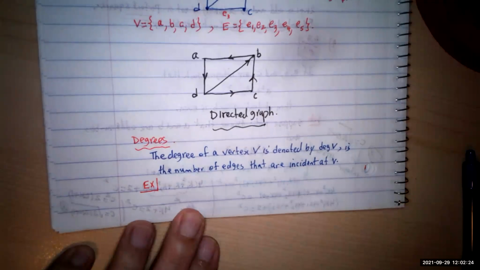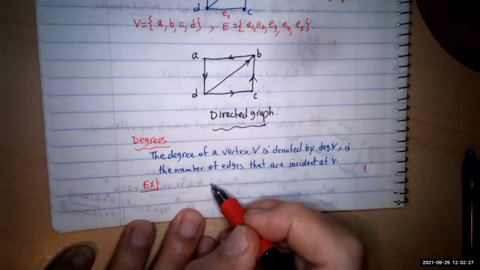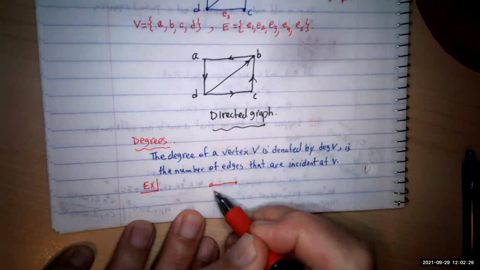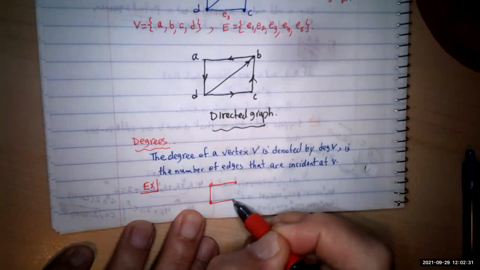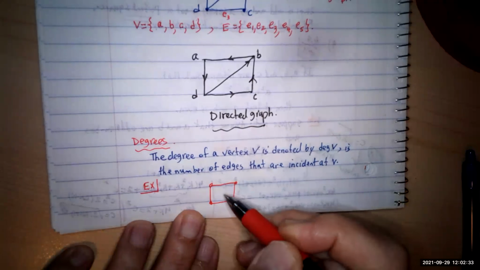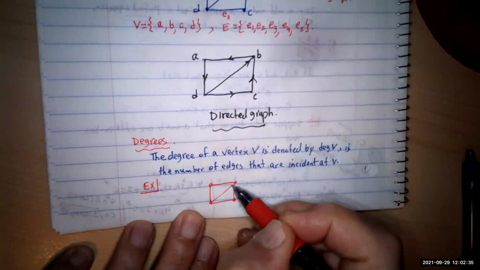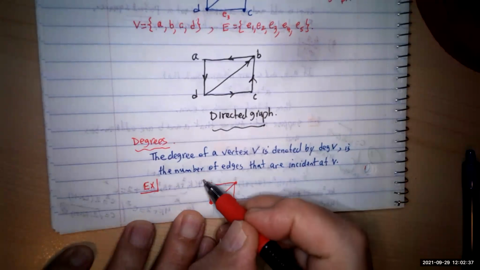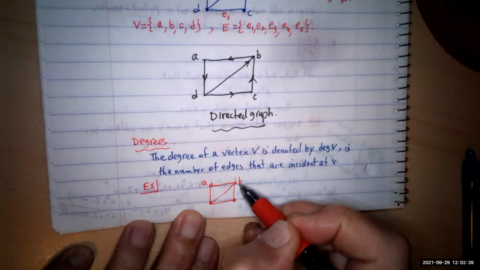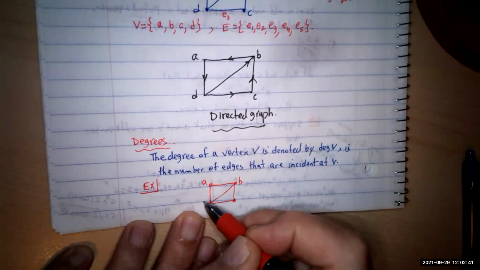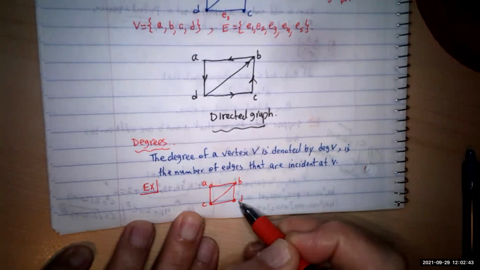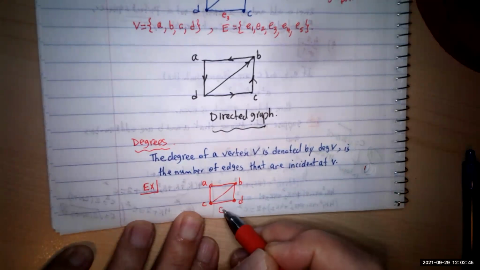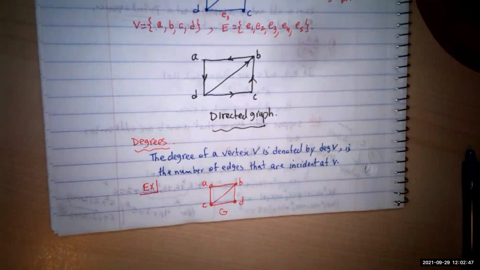So if you consider this graph, the one that we talked about, and this is going to be, so we have the vertices A, B, and that's going to be C and D. This is the given graph. Okay, so that would be the given graph.